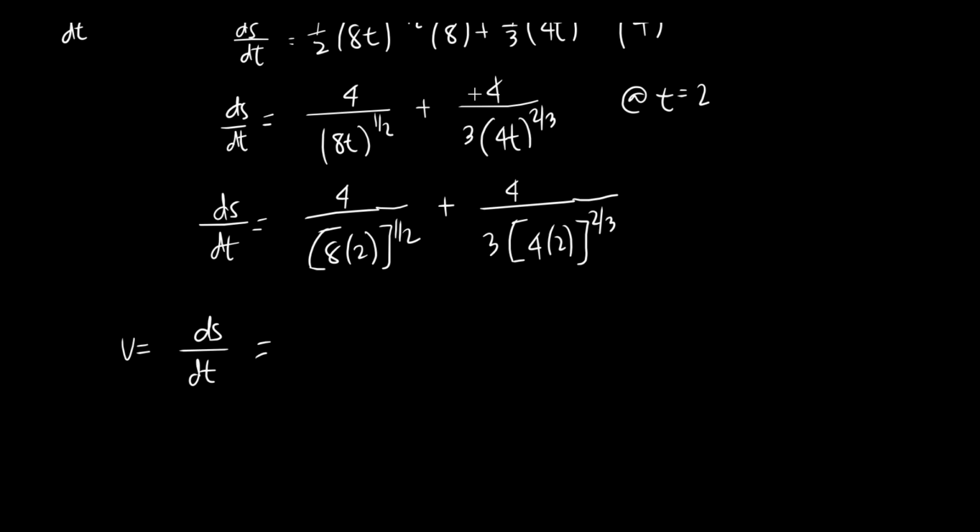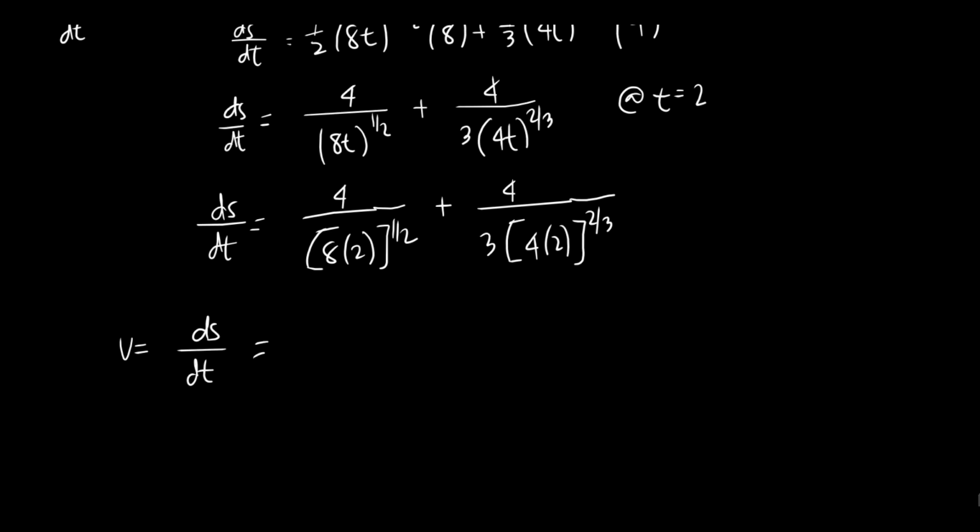So we'll solve. We'll use the calculator, so we have 4 all over 8 times 2 raised to the power of 1/2, plus 4 all over 3 times 4 times 2 raised to the power of 2/3. So the answer is 4/3. ds over dt is just equal to 4/3. So this is now our final answer for velocity.